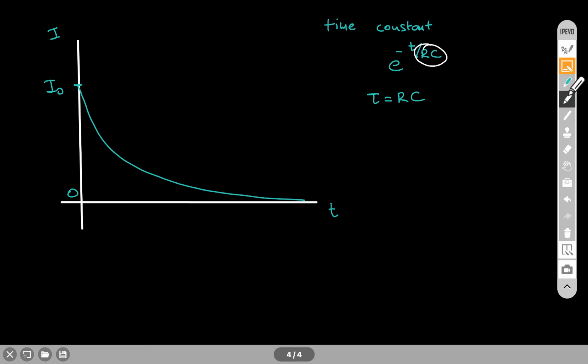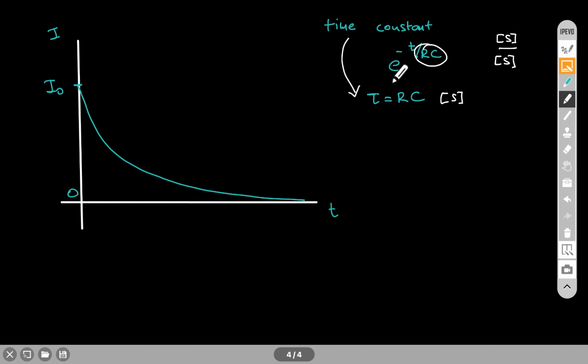Now, I want to point out something. In the exponent here, the numerator has units of seconds, and I know that the exponent needs to be without units. This means that the units of RC should be seconds. And that's the reason why we call this constant a time constant, because it does have units of time, seconds.